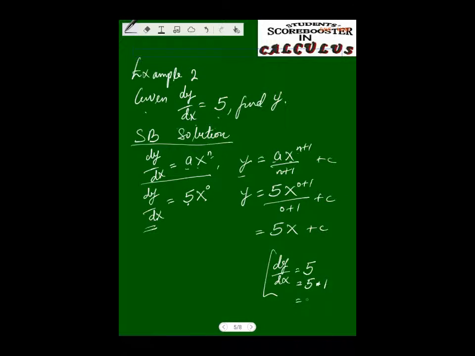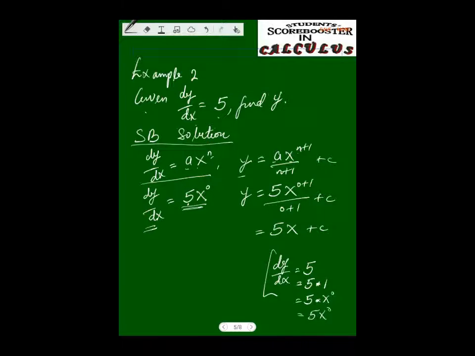Okay, and we say anything raised to power 0 is what? Is 1. So instead of 1, I can write x raised to power 0. I am putting x raised to power 0 because what I need is x. If I needed y, I would put y raised to power 0. Now 5 times x raised to power 0 is 5x raised to power 0. That is why I have written this one.